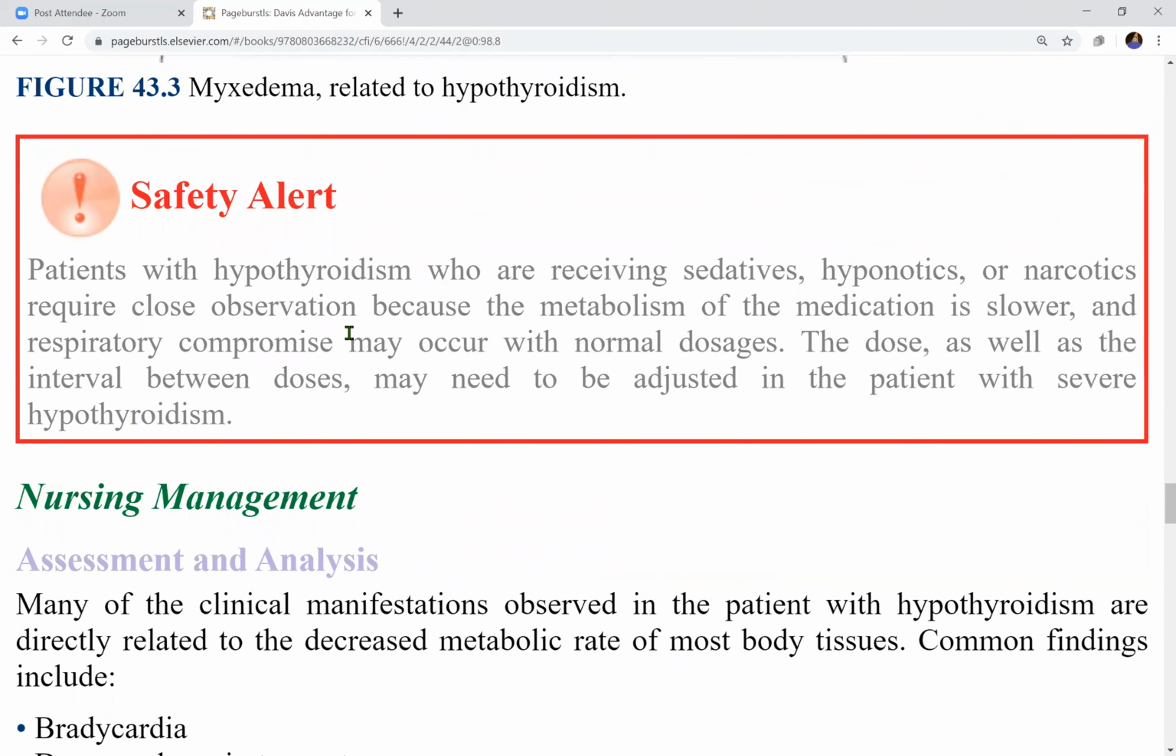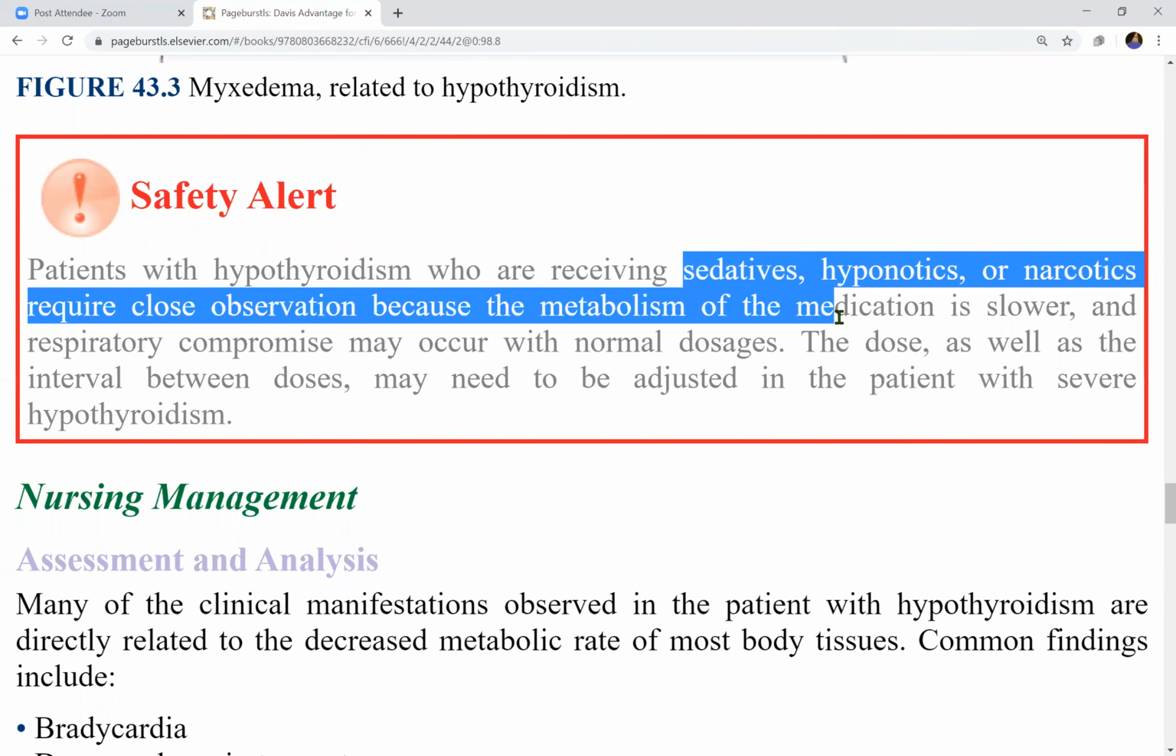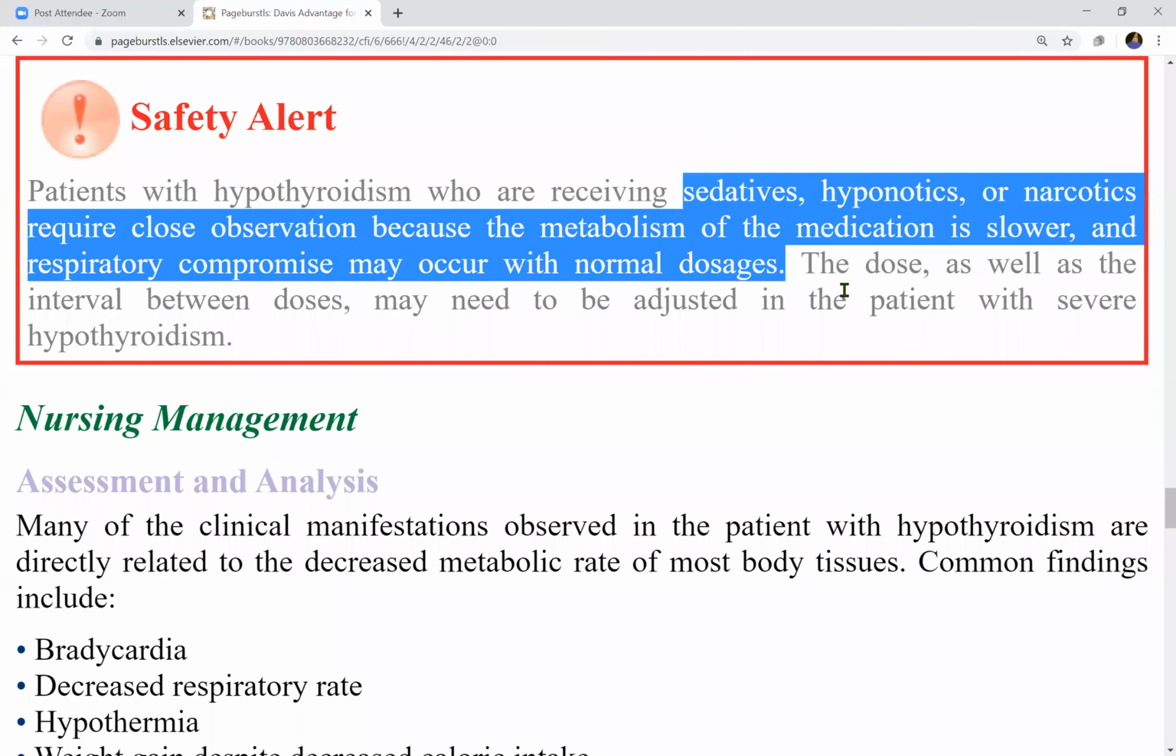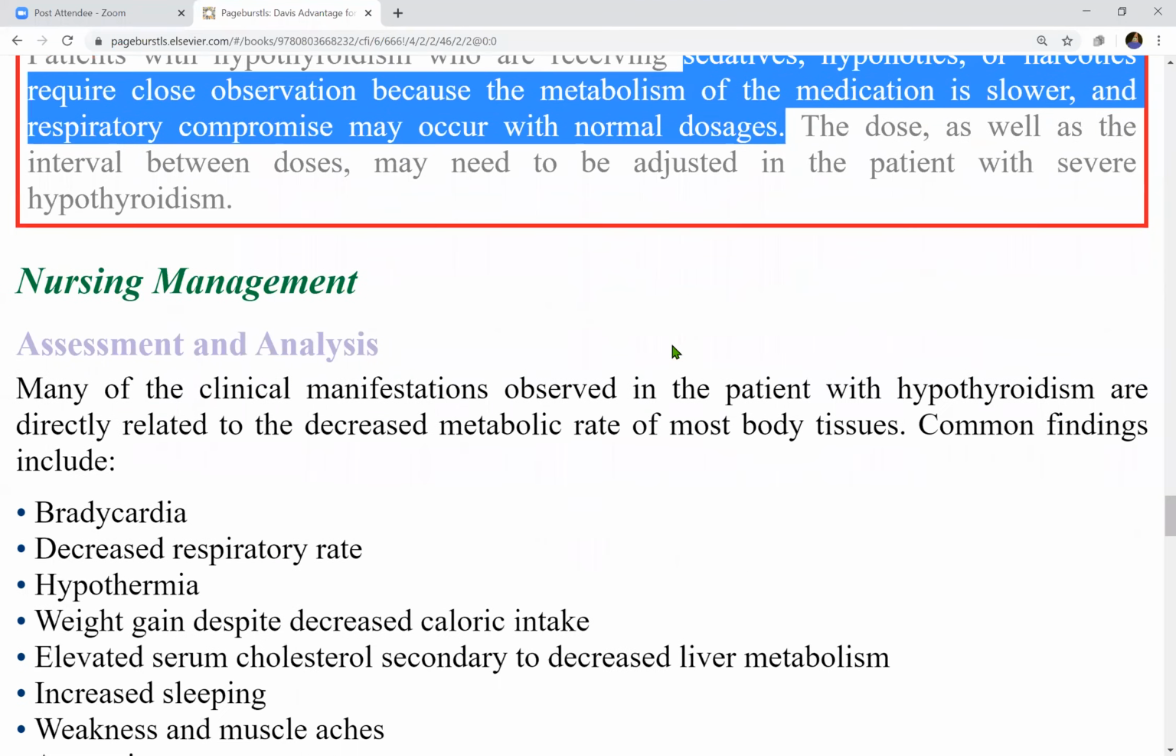And here's a safety alert. Because of the nature of the slow activity, be careful with whatever you're giving these patients, especially CNS depressants, namely sedatives, hypnotics, or narcotics, right? So be careful with these medications because they may lead to myxedema without you knowing it. So the doses when giving these drugs must be considerably lower than for normal clients. It will require dose adjustment as well as frequency adjustment. They shouldn't be given normal doses because their metabolism is considerably low.